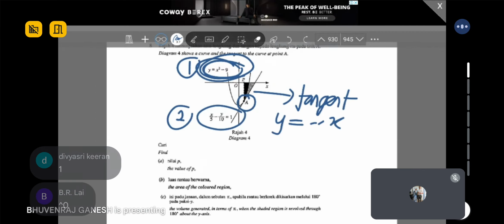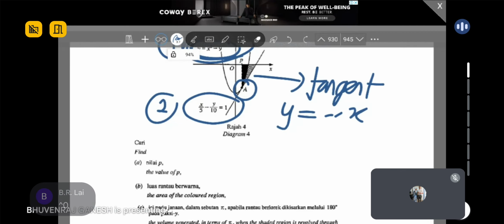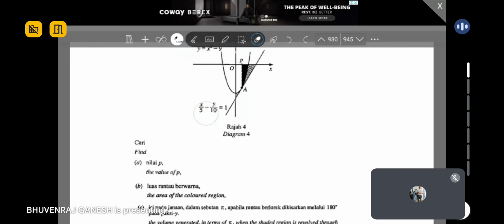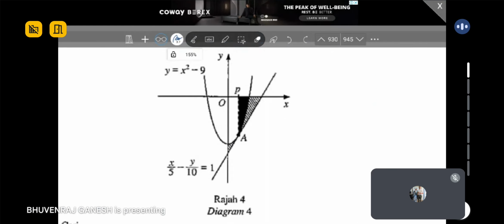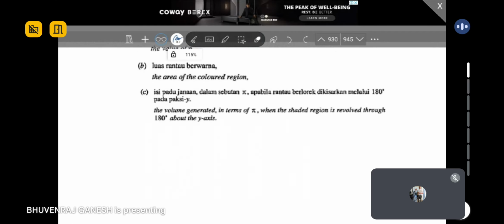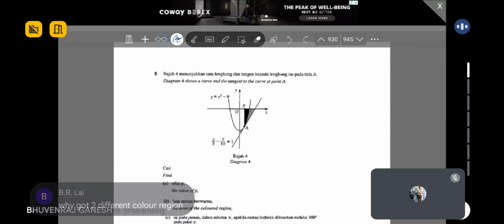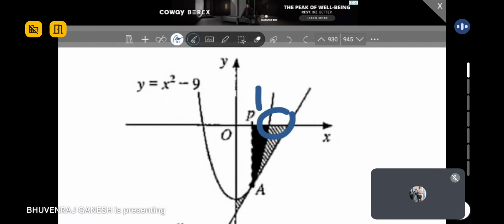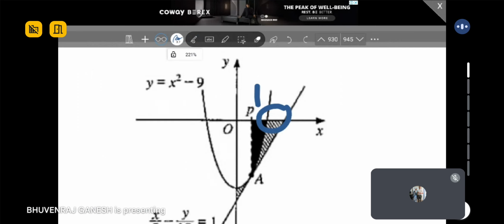Okay, so they ask you the area of the colored region. Of course, you must use integration, guys. Kena mula guna pengamilan dah. Just now your P value, you guys get 1. Am I right? So P value is 1. So what is this value, guys? May I know? X-intercept of the curve.